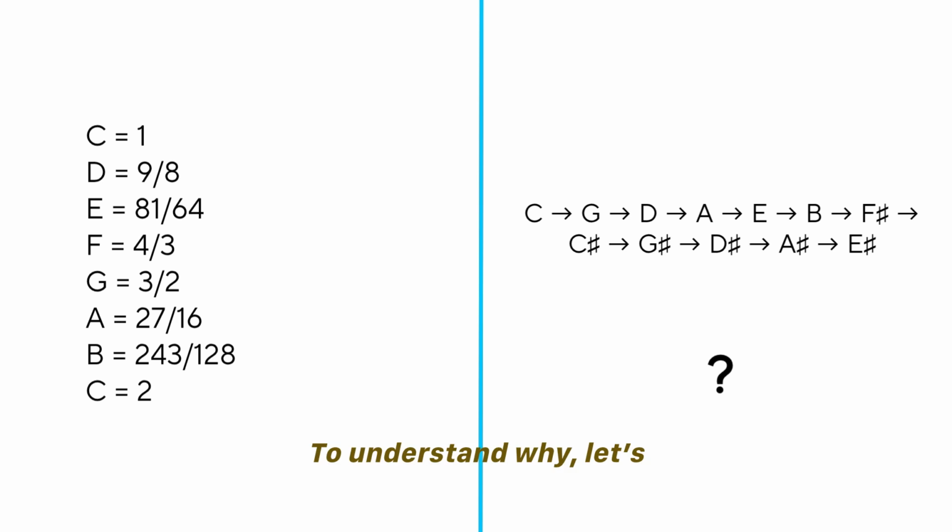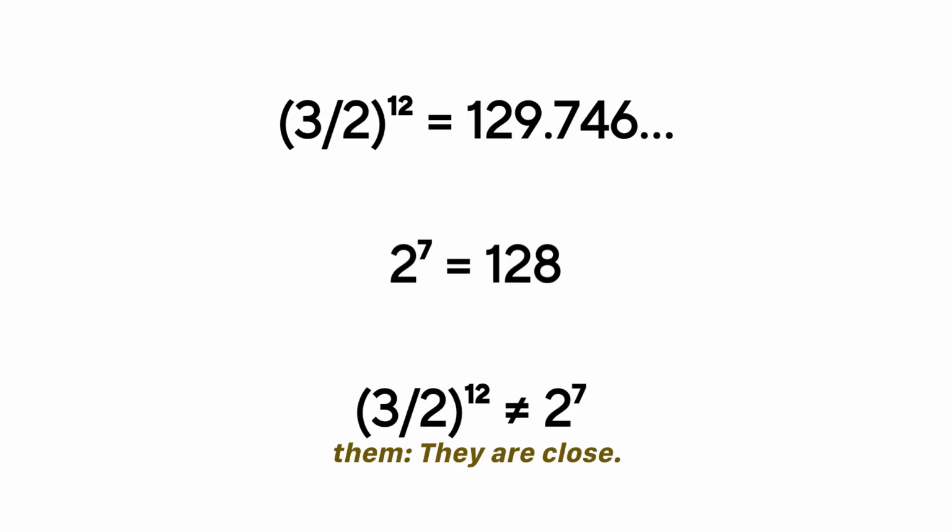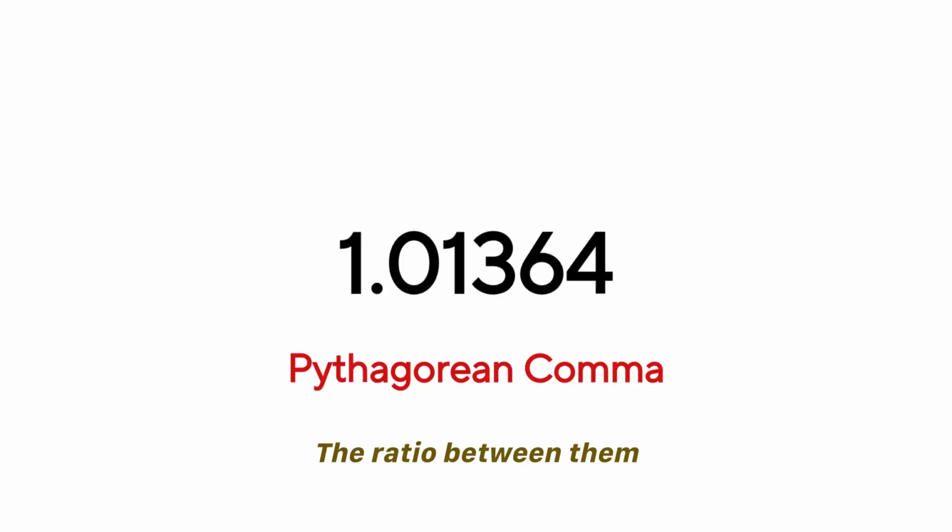To understand why, let's compare 12 fifths with 7 octaves. If we stack 12 perfect fifths, the ratio is 3 halves to the power of 12, but traveling upward by 7 octaves gives 2 to the power of 7. If the system closed perfectly, these two numbers would be equal. But when we calculate them, they are close, very close, but they are not equal. The ratio between them is approximately 1.01364. This small difference is called the Pythagorean comma.